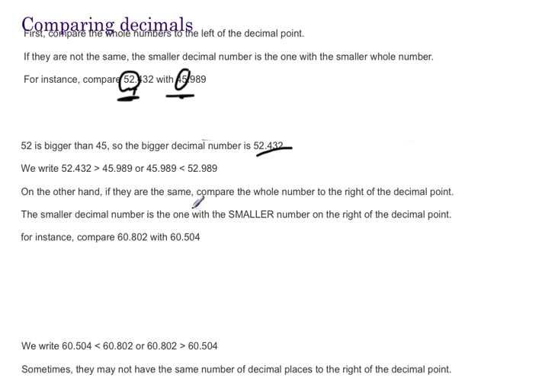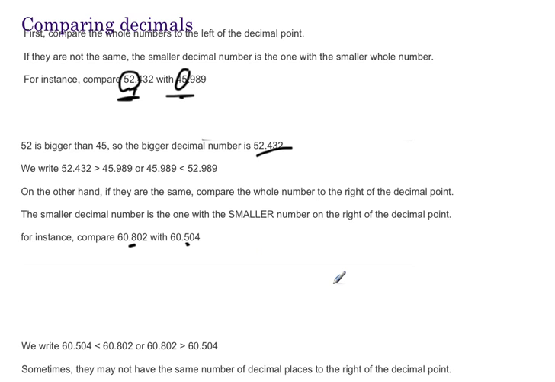On the other hand, if the whole numbers are the same, then you would compare the next number to the right of the decimal point. So if you look at my examples right here, I have 62 and 802 thousandths. Whoops, that's not correct. 60 and 802 thousandths and 60 and 504 thousandths. The 60s are the same. So we next move past the decimal point to the right. So I would look at the 8 and I would look at the 5.